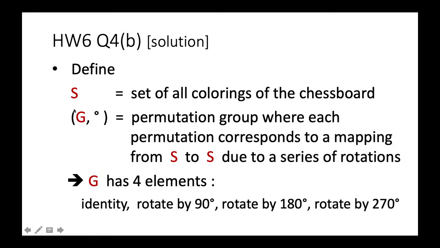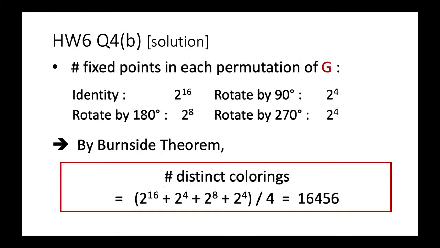So S will be different, and similarly, G will now be different because each permutation of G will be a mapping of 2 to the power 16 colorings to 2 to the power 16 colorings. So we will have a different G defined, but the number of items in G is still equal to 4. They correspond to the identity, rotation by 90 degrees, rotation by 180 degrees, and rotation by 270 degrees for this chessboard problem. Then the number of fixed points in each permutation can be counted. So the identity gives 2 to the power 16.